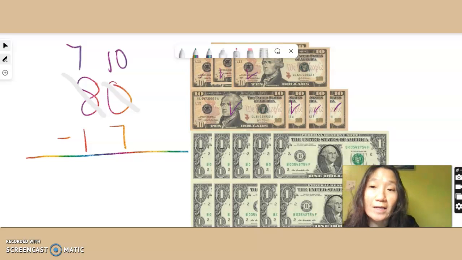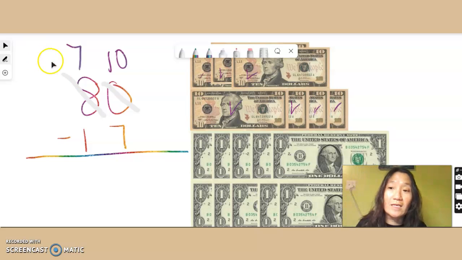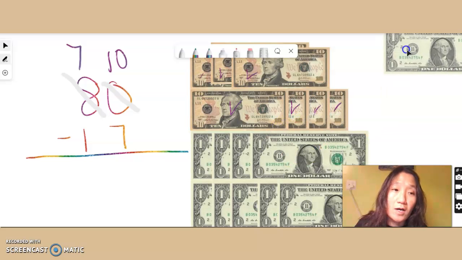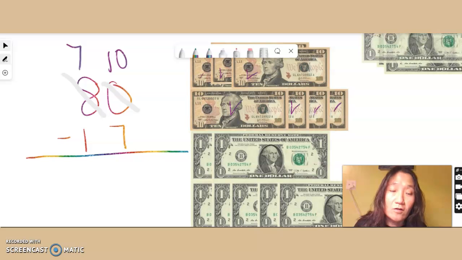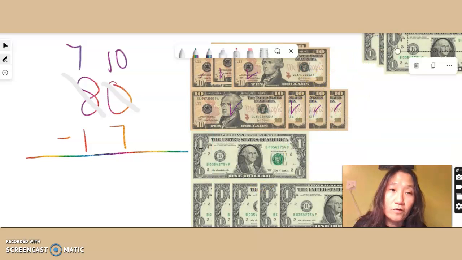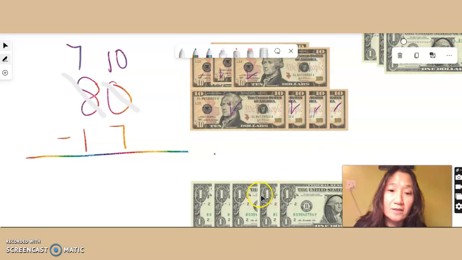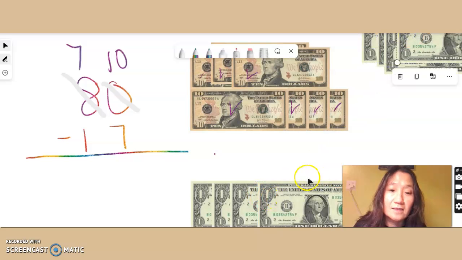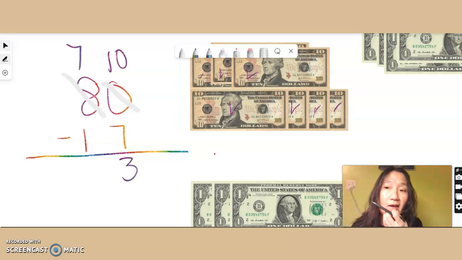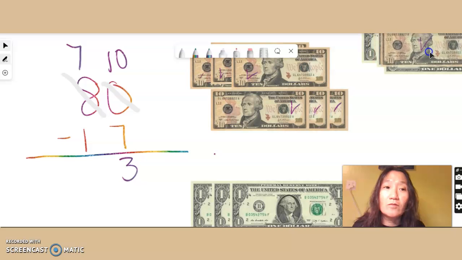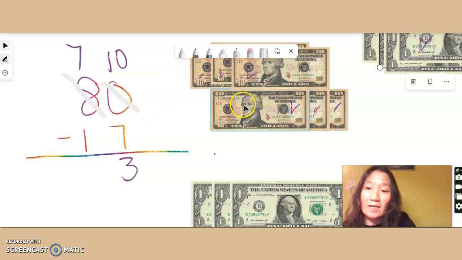Now I can subtract and you can get rid of 7 of those. So I can give those to you. 1, 2, 3, 4, 5, 6, 7. So I can give those to you and that leaves you with 3. Okay? Then if I get rid of one $10 bill right there, then that leaves me 6.